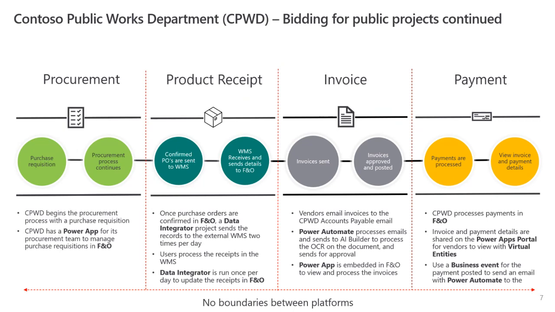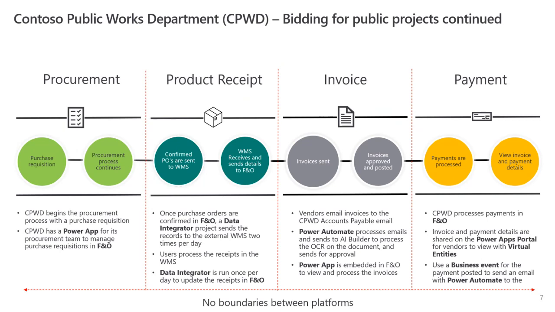In my scenario, I'm assuming that we're using a third-party warehouse management system. So I configured the data integrator to push products, purchase order headers, and lines out into my fictitious WMS system. In my case, I'm just pointing it to another CDS environment, but that could have just as easily been a SQL server or any other data source that the data integrator supports. In my case, the integration is scheduled to run nightly to push those approved purchase orders out to the WMS.